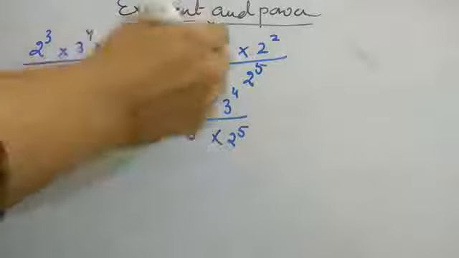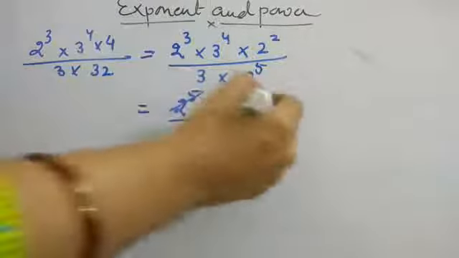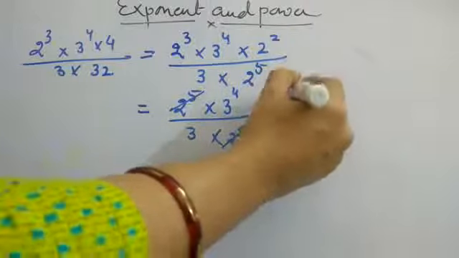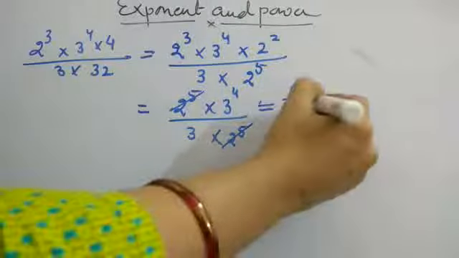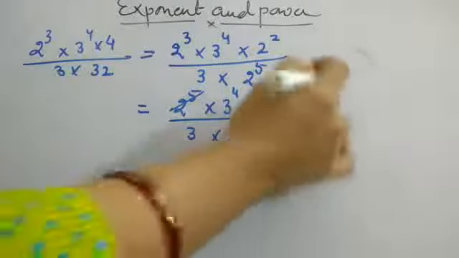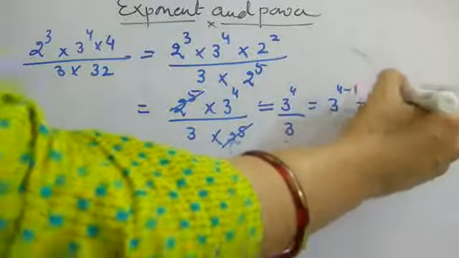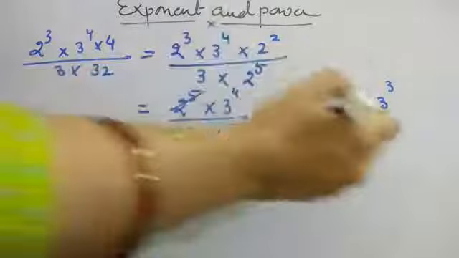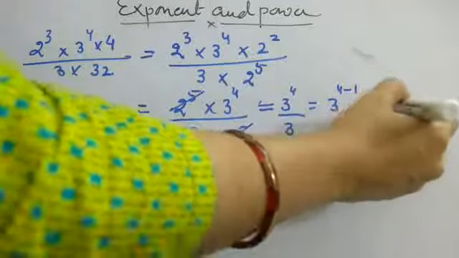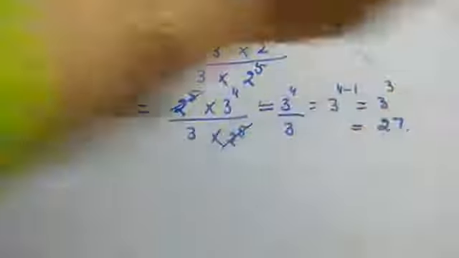Okay. Now 2 to the power 5 and 2 to the power 5 will cancel. This is 3 to the power 4 upon 3, and with the same base they are being divided. So this is 4 minus 1, 3 to the power 3, and 3 3s are 9, 3 9s are 27 is the answer.